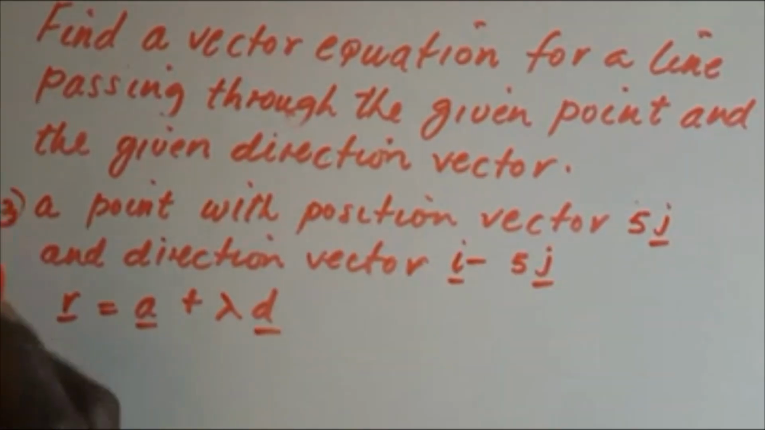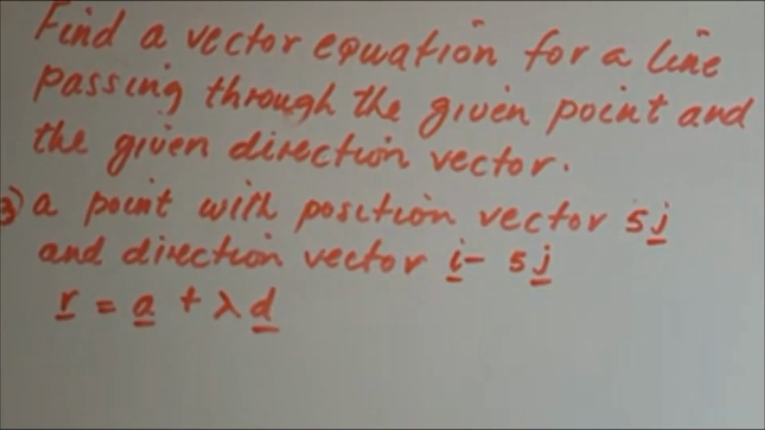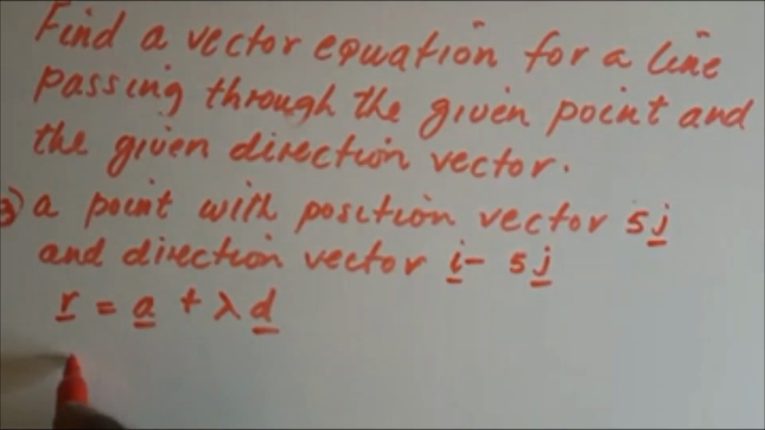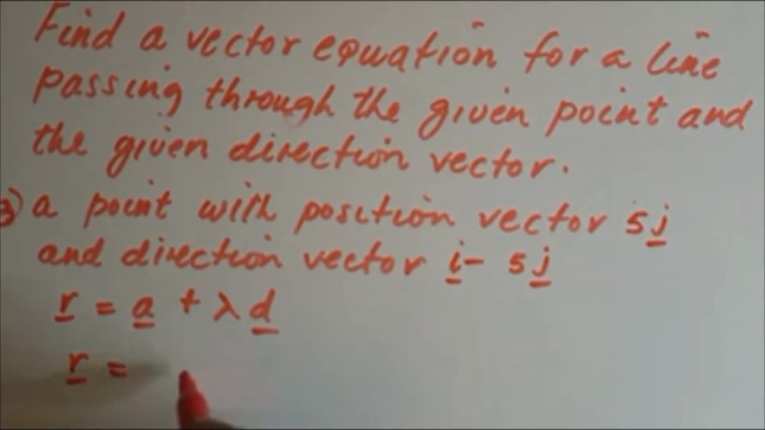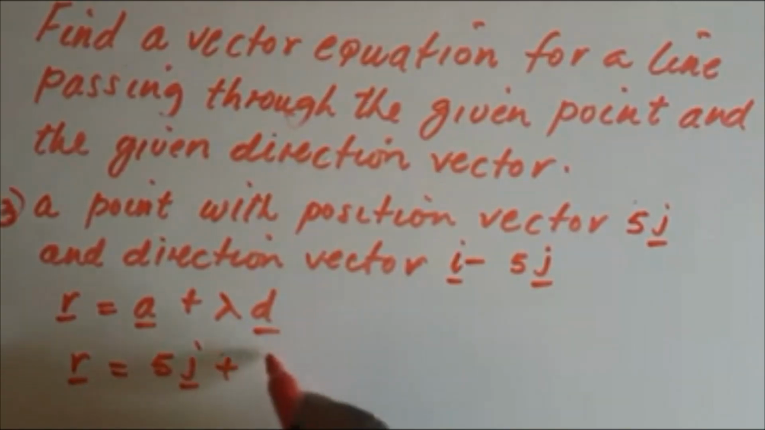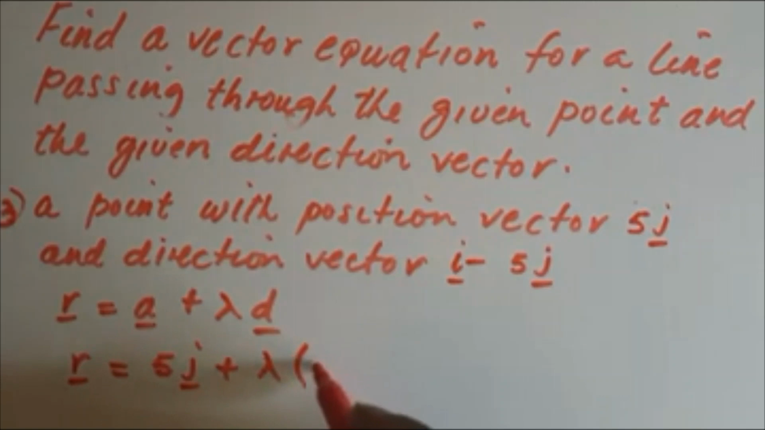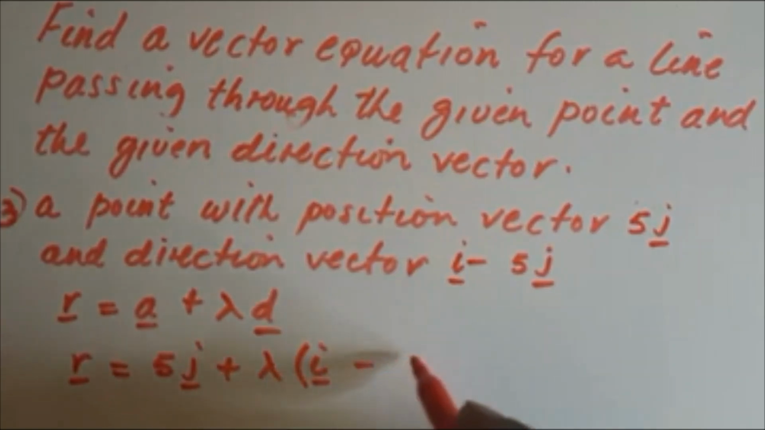So number 3, a point with position vector 5j and direction vector i minus 5j will give us a vector equation of 5j added to lambda times i minus 5j.